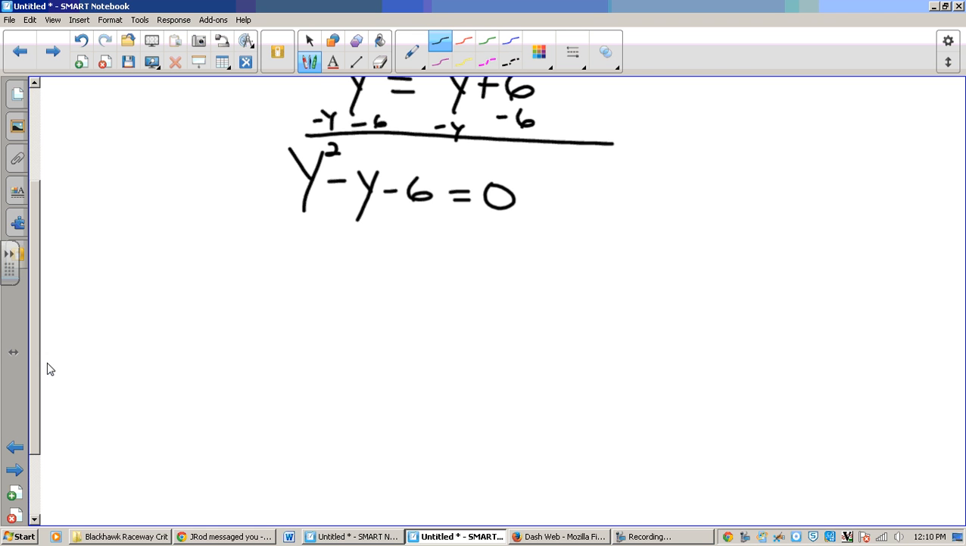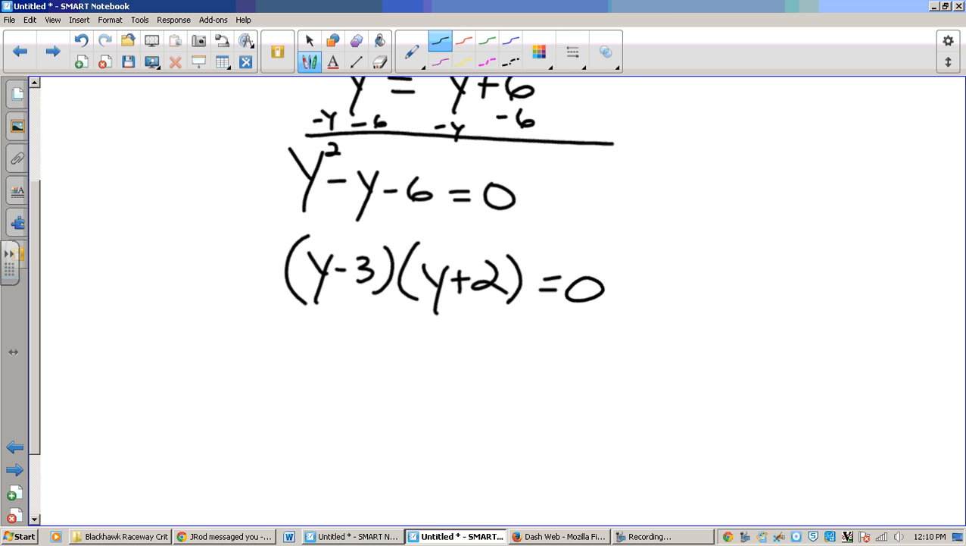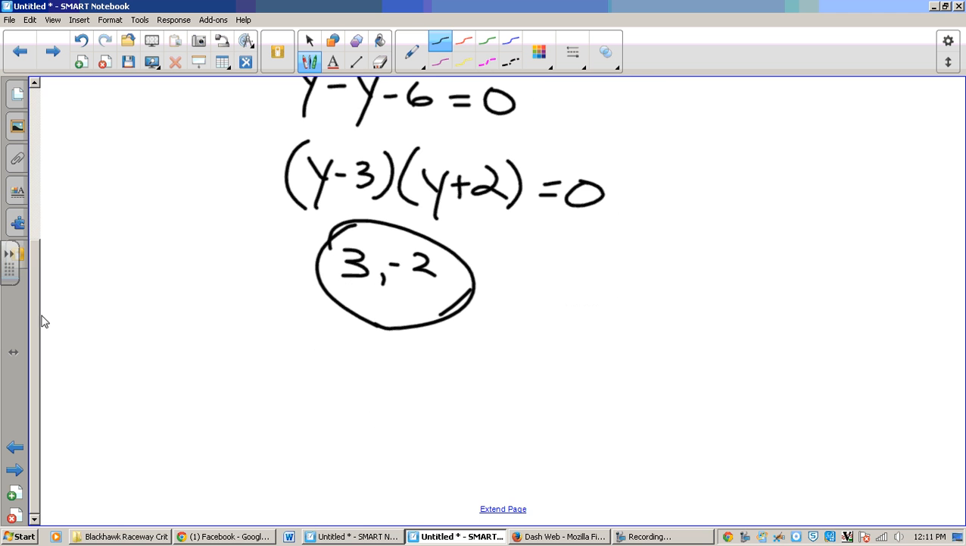So that is, what's that, -6. No, that's 3 and 2. So -3 and +2. y minus 3, y plus 2 equals 0. I'm not going to go through the whole thing of solving this, but we know that y equals 3 and y equals -2. Again, we've got to check our solution. We've got to check if the 3 works, and we have to check if the -2 works.